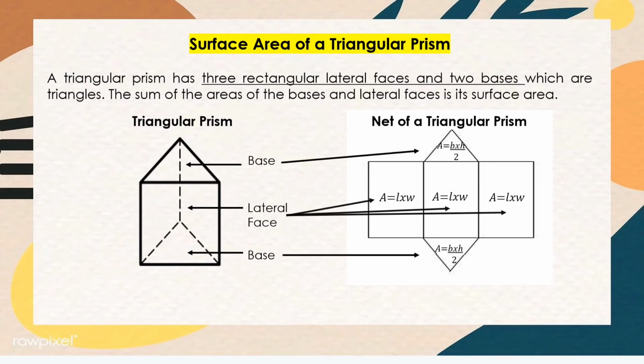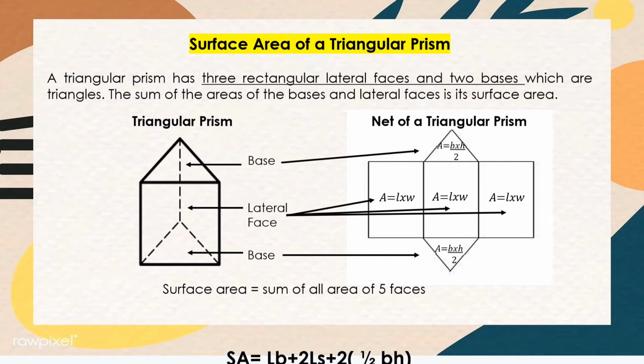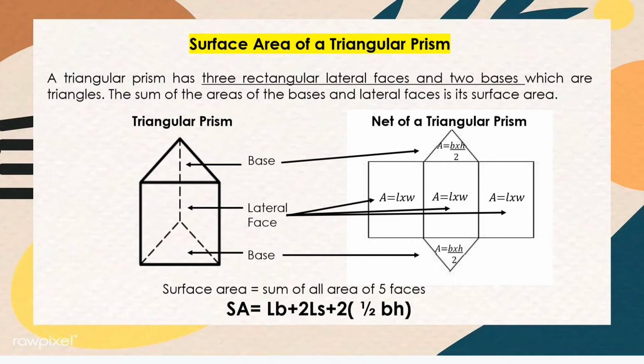So if we are going to get the surface area, we are going to get the sum of all the areas of the 5 faces. So the formula will be: surface area is equal to the lateral area plus 2 times 1/2 base times height.